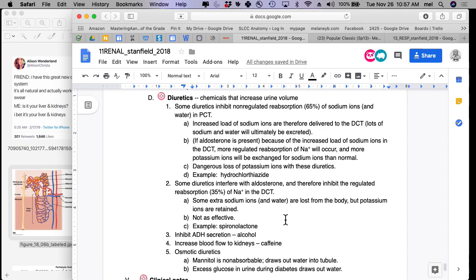Go ahead. I think hydrochlorothiazide is a potassium-sparing diuretic. Oh, I'll look it up. Okay, I'll figure it out. If that's wrong, don't worry about it. So the mechanism is fine.